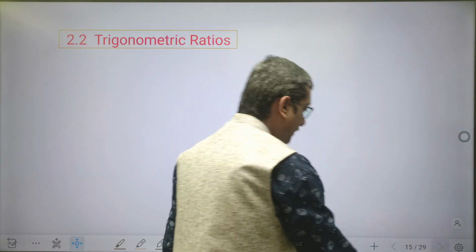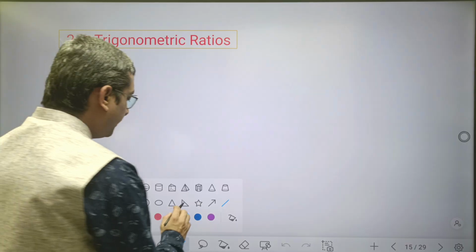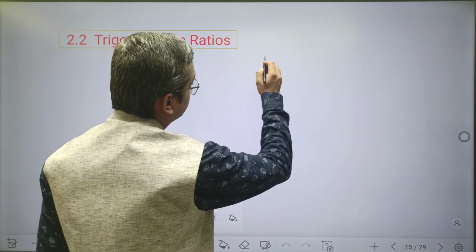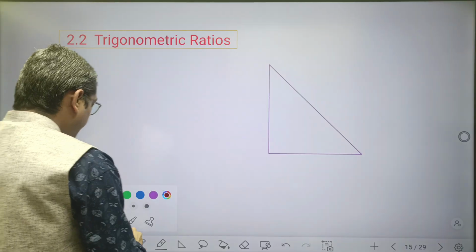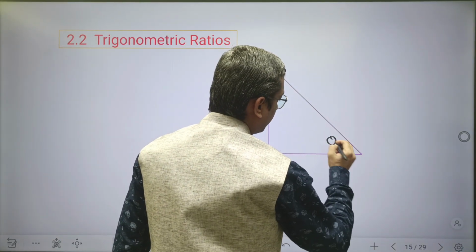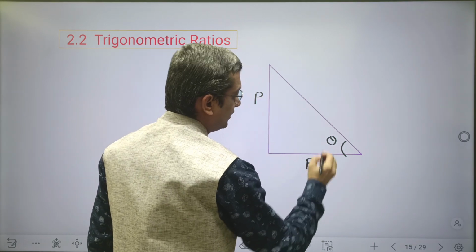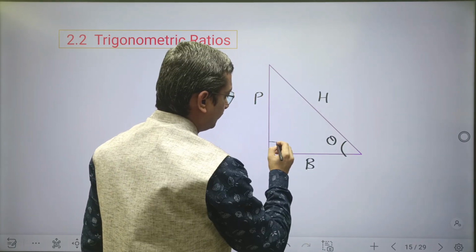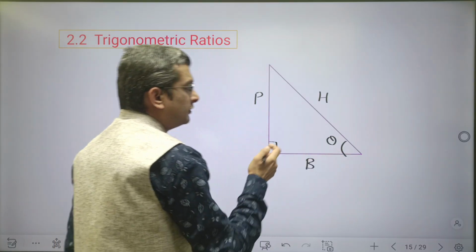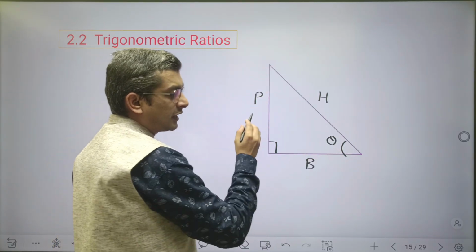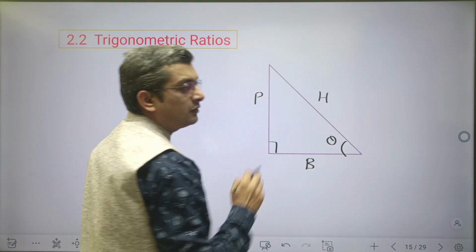Now let us switch to the next topic, trigonometric ratios. In trigonometry, suppose this is a triangle, and let us suppose this is angle theta. This side is P, this side is B, and this is H. This is 90 degree. The side opposite to the right angle is the hypotenuse. This is the perpendicular, that is the side opposite to angle theta. And this is the base, that is the side adjacent to angle theta.